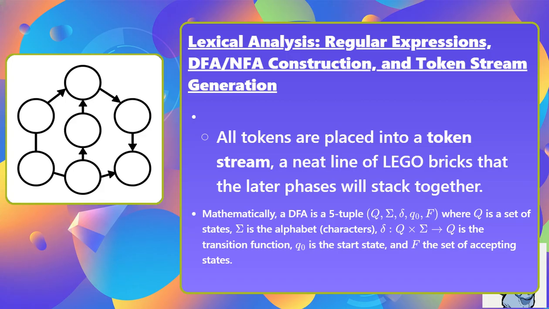Mathematically, a DFA is a 5-tuple of Q, sigma, delta, Q sub 0, and F, where Q is a set of states, sigma is the alphabet characters, delta maps a state and a character to a new state, Q sub 0 is the start state, and F is the set of accepting states.